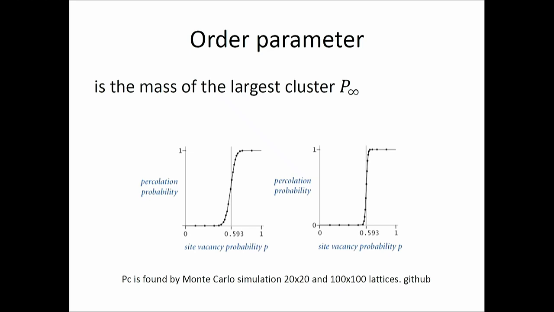Now, the next question is, what is the order parameter? Just like Ising, I need... Yes. So this is a critical phenomenon for correlations.